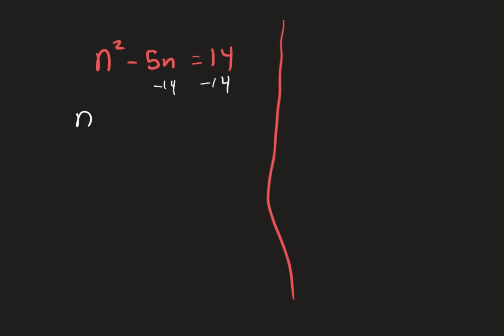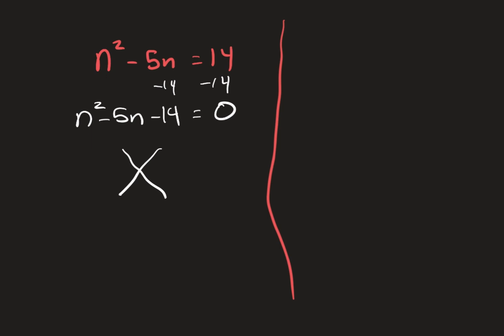So I'm left with n squared minus 5n minus 14. I can't combine that with anything because they're not common terms. Now I've got it in standard form. Now see if you can finish it off. Give you about a minute.